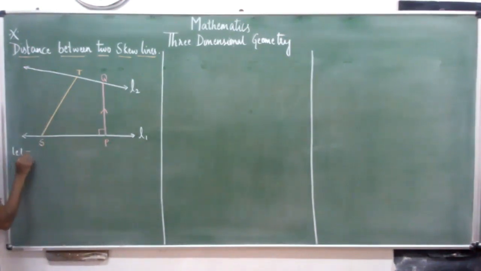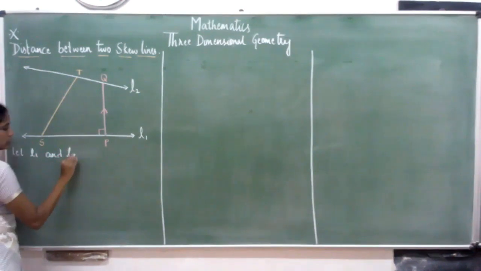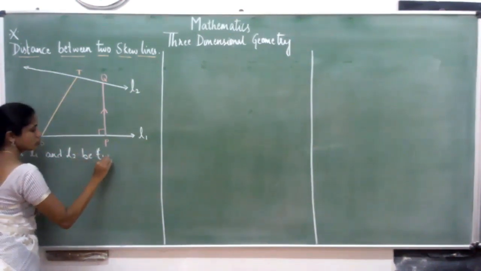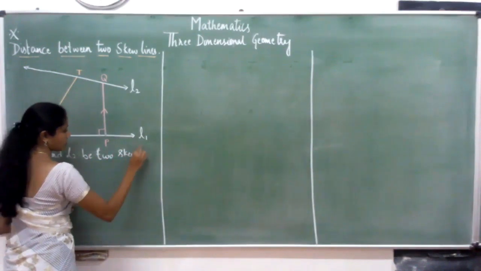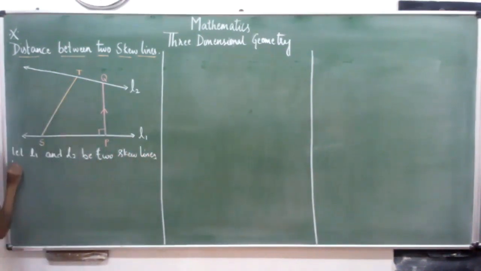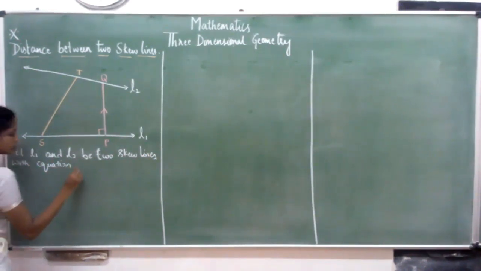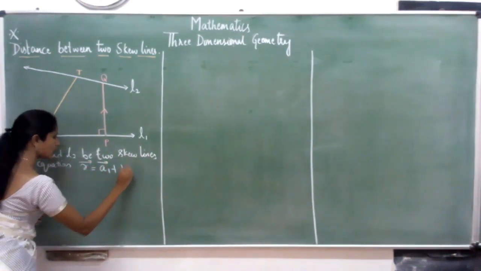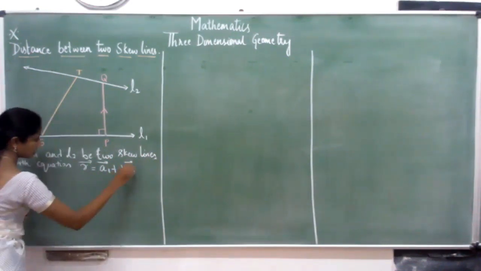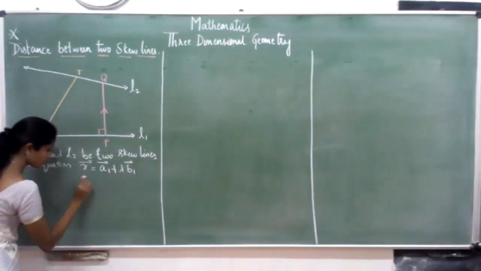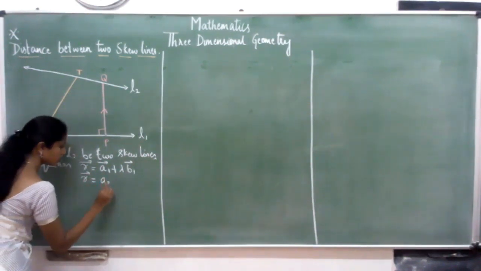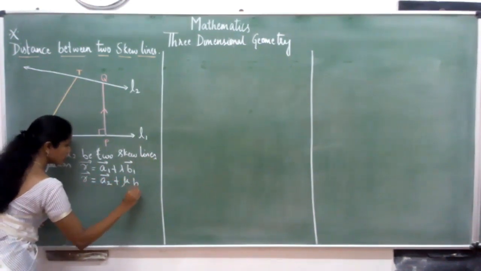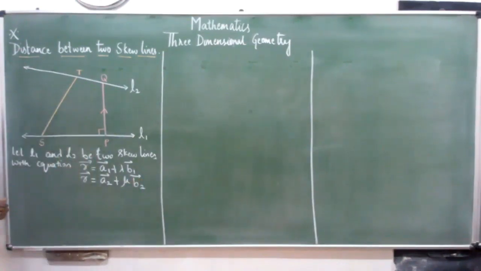Let L1 and L2 be two skew lines with equations as follows. The equation of L1 is vector r equals vector a1 plus lambda times vector b1. And vector r equals vector a2 plus mu times vector b2. That is the equation of L1 and the equation of L2.